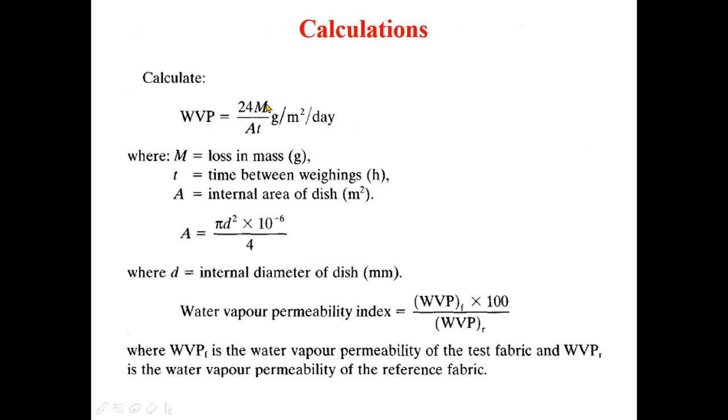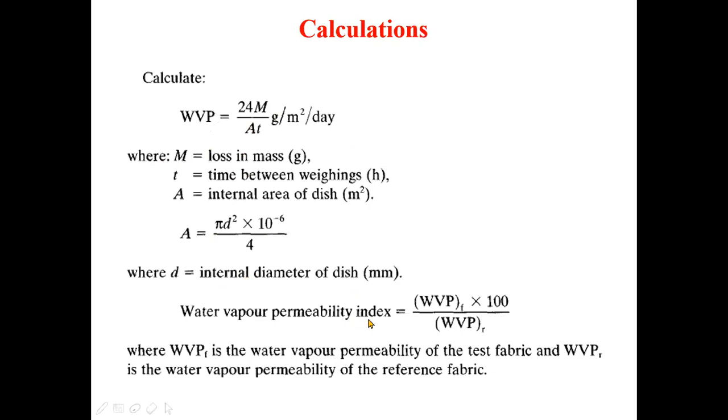Because I have already told you that some of the moisture vapor will pass through the fabric, and with the passage of the water vapor, the assembly will lose weight. So M is the loss in weight, and M by A is the loss in weight per unit area. Okay, divided by T, it will give you the per unit time, into 24. That means it will give the amount of moisture vapor that is passed through the fabric in terms of gram per square meter per day. Now area is pi d square into 10 to the power minus 6 by 4, where d is the internal diameter of the dish.